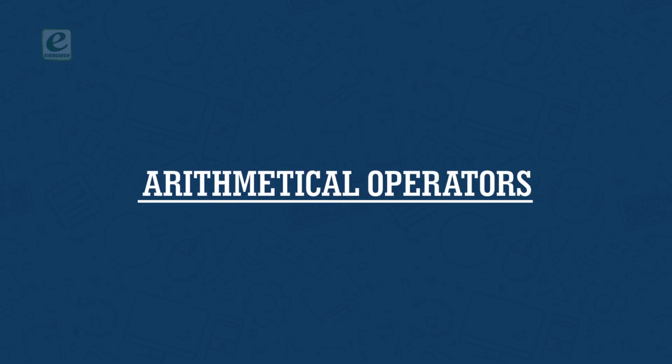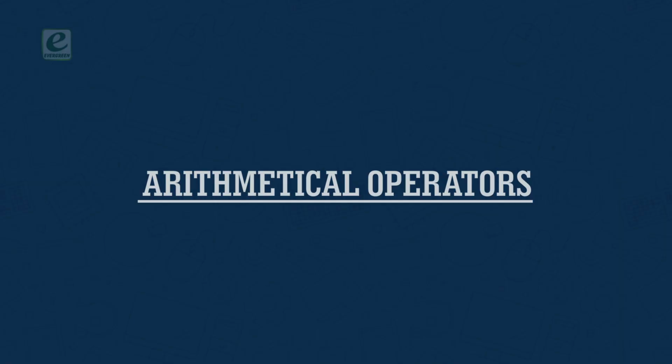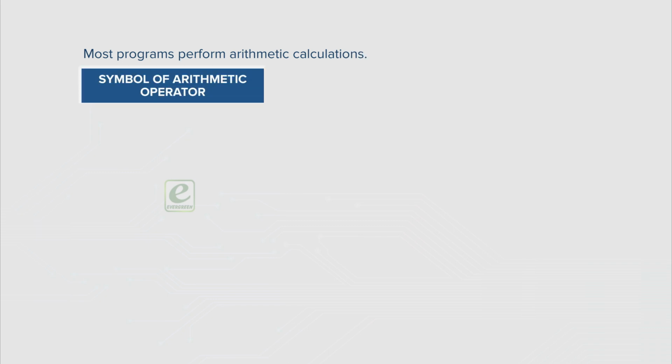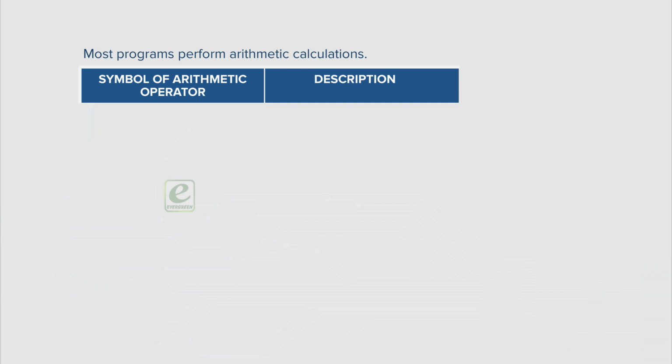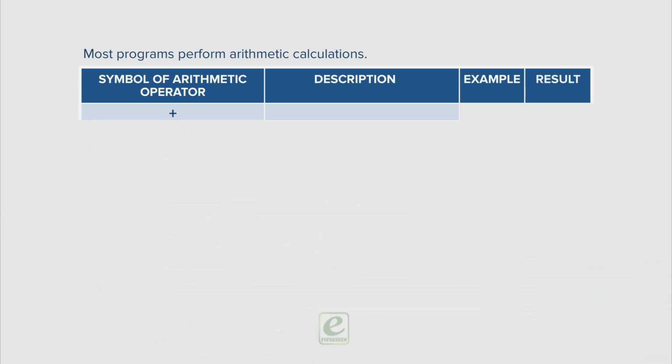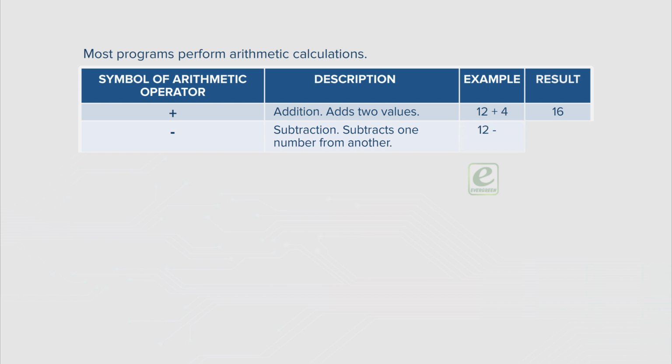Arithmetical operators. Most programs perform arithmetic calculations. Symbol of arithmetic operator. Description. Example, result. Plus, addition, adds two values. 12 plus 4, 16. Minus, subtraction. Subtracts one number from another. 12 minus 4, 8. Slash, division.